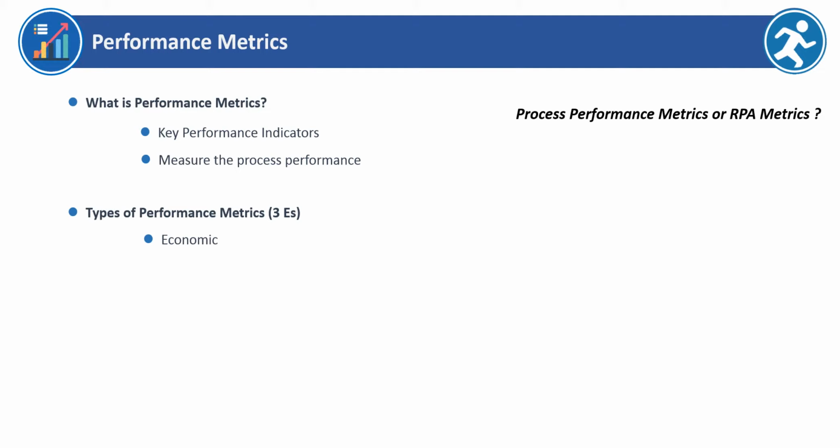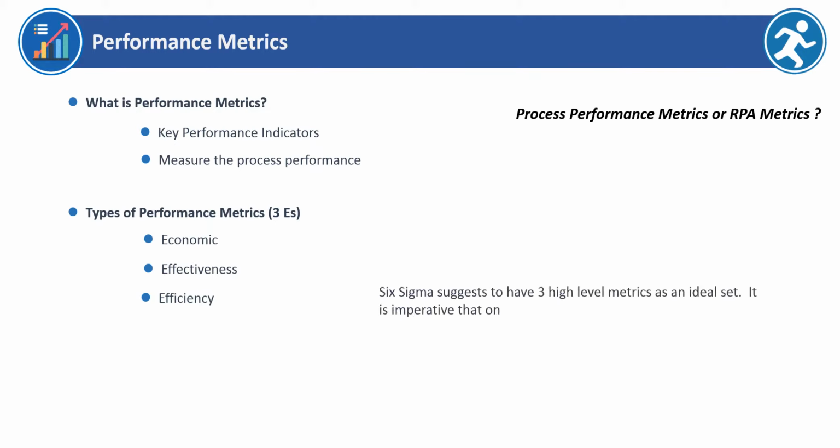So economic is where you have cost advantage. Effectiveness means improving the process quality and performance. And efficiency is delivering more with less. Now Six Sigma suggests having 3 high-level metrics as an ideal set. It is imperative that one of the big 3 metrics be customer focused. You can think about that.